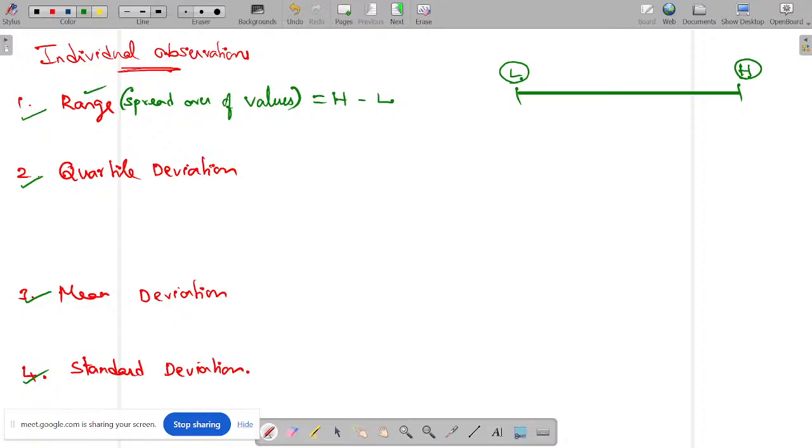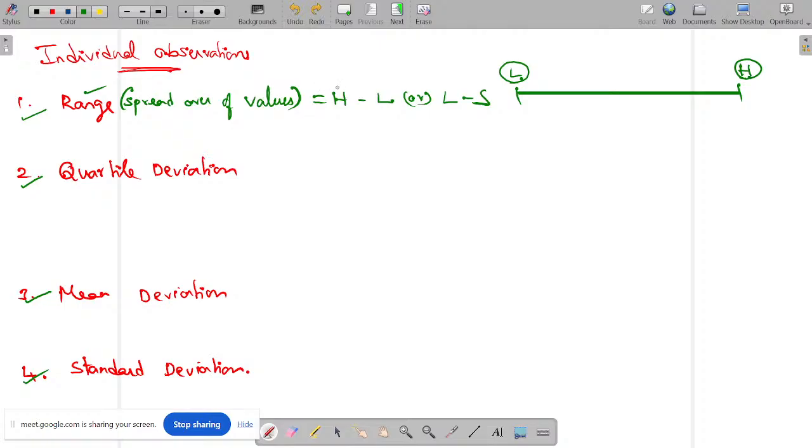Okay. You'll have this as a formula. See, H for highest, L for lowest. Or you can have the formula as largest minus smallest. Don't wonder why I'm getting minus L here and plus L here. See, here H is highest, L is lowest, or how can I write it? Largest minus smallest. Okay. So this is what you call as range.